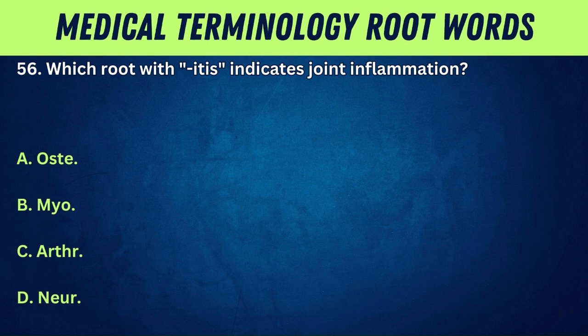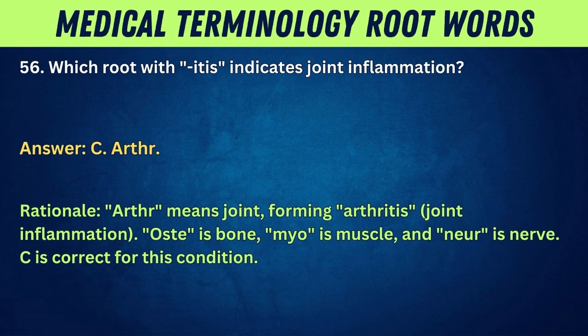56. Which root with itis indicates joint inflammation? A. Ost. B. Myo. C. Arthur. D. Nor. Answer: C. Arthur. Rationale: Arthur means joint, forming arthritis, joint inflammation. Ost is bone, myo is muscle, and nor is nerve. C is correct for this condition.